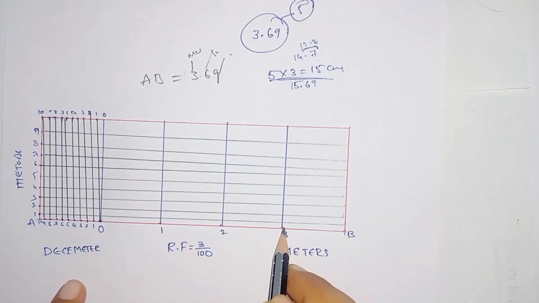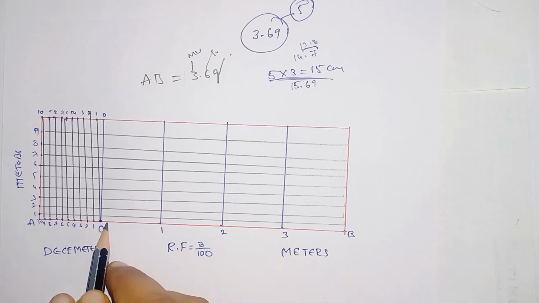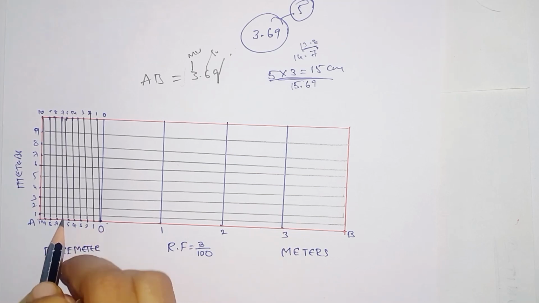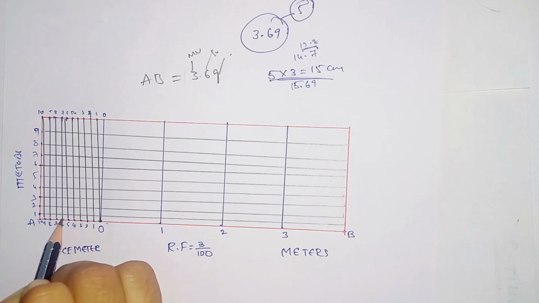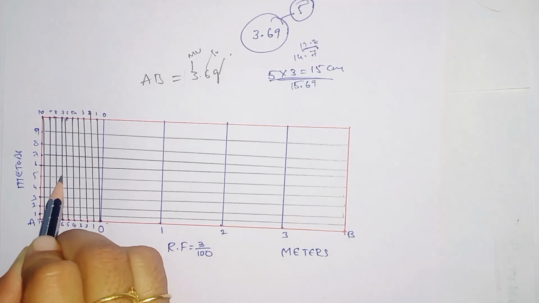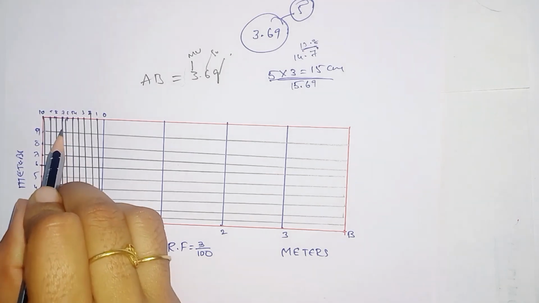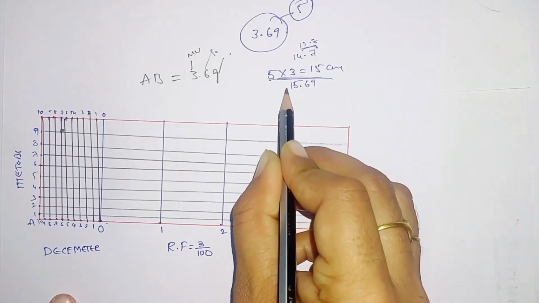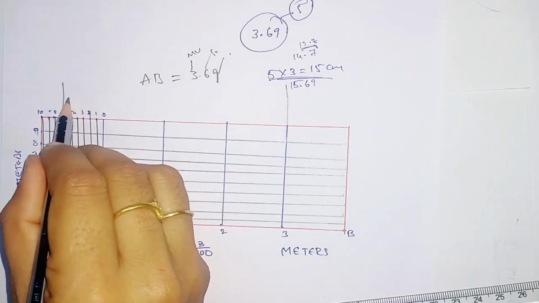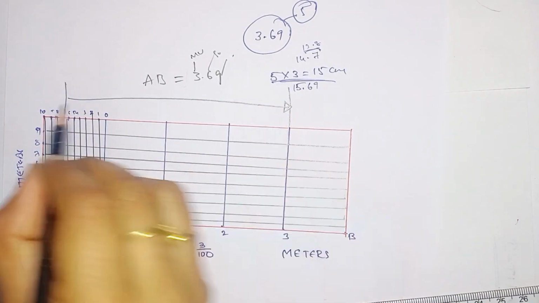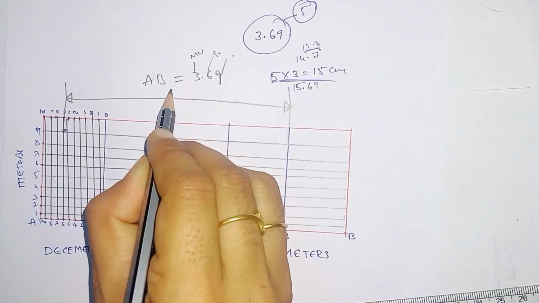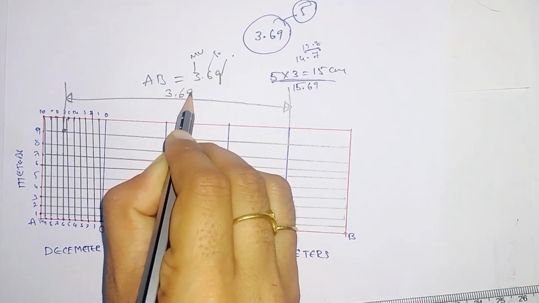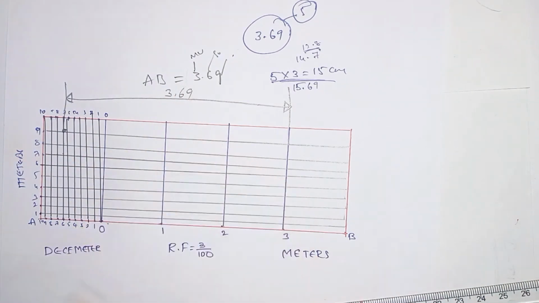Where is the 3? This is the 3.6: 1, 2, 3, 4, 5, 6 and 9: 1, 2, 3, 4, 5, 6, 7, 8 and 9. This is the 9th point and this is the 3rd point. You have to extend the line with a dimension line and arrow marks, and above the dimension write 3.69 meters. This is the diagonal scale.